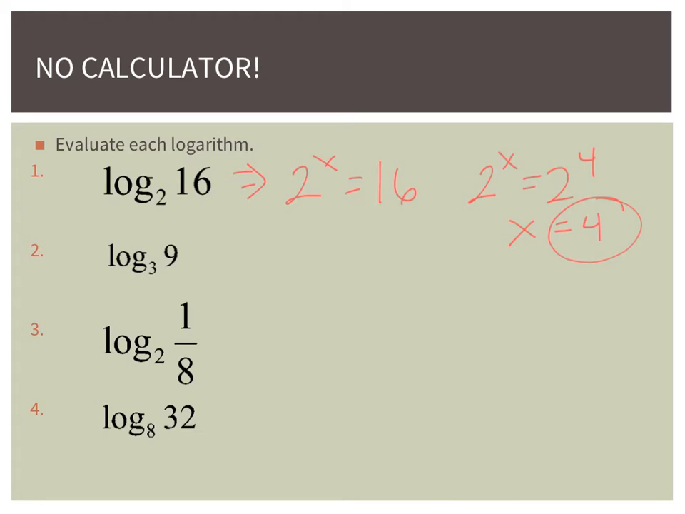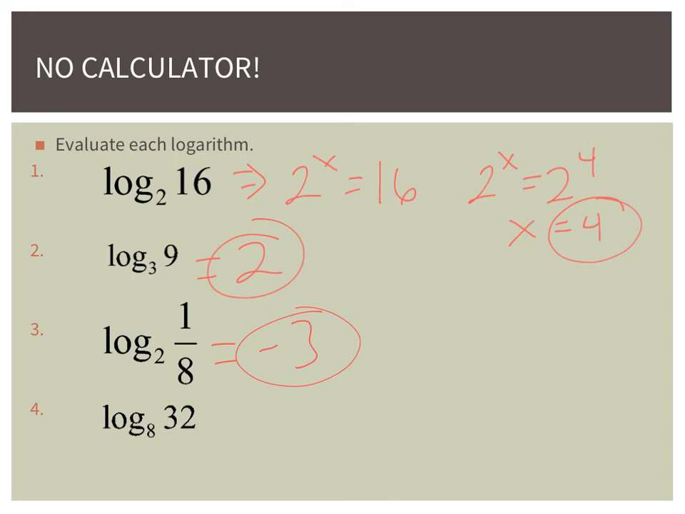Let's use that idea here. 3 to what power gives me 9? Well, 3 to the second power gives me 9. There's my answer. That's it. How about the next one? 2 to the 1/8. Well, 2 to what power gives me 8? 2 to the third. So that means that 2 to the negative third would give me 1/8. So really, -3 is my answer.